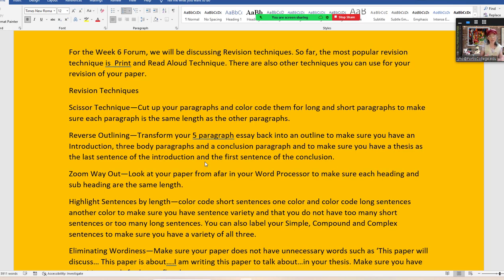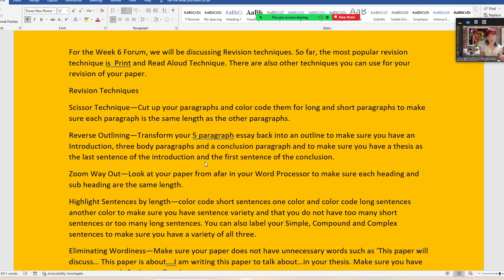Zoom way out. In Zoom way out, you look at your entire paper in its entirety. You make sure that all of the subheadings are the same. All the paragraphs are the same length. You also make sure you don't have too many short sentences and too many long sentences. So zoom way out means that you zoom out of your paper to look at the entirety of the paper.